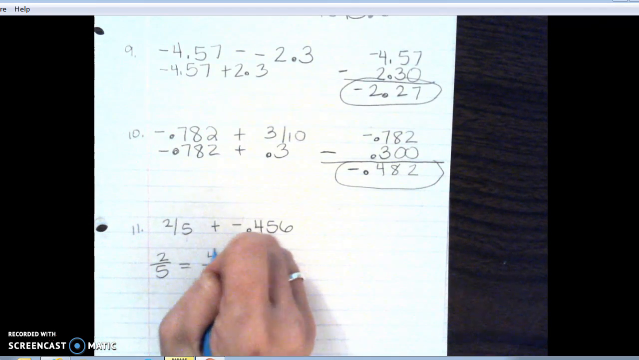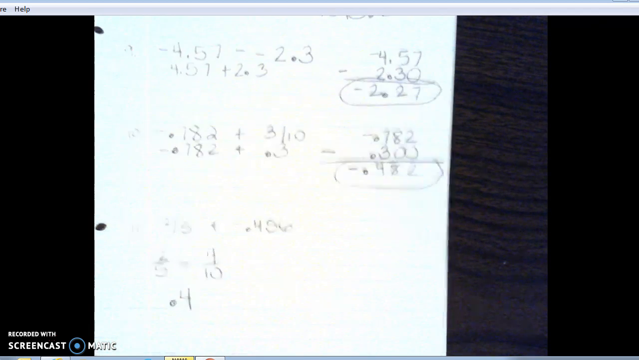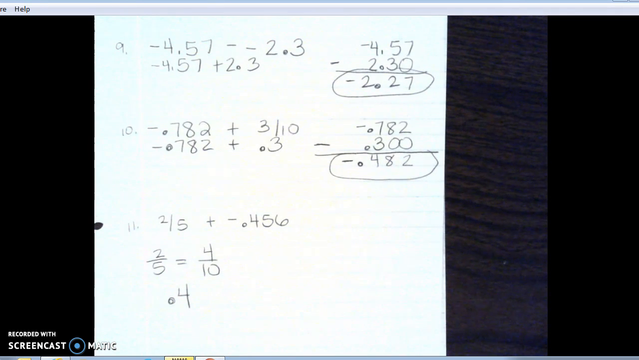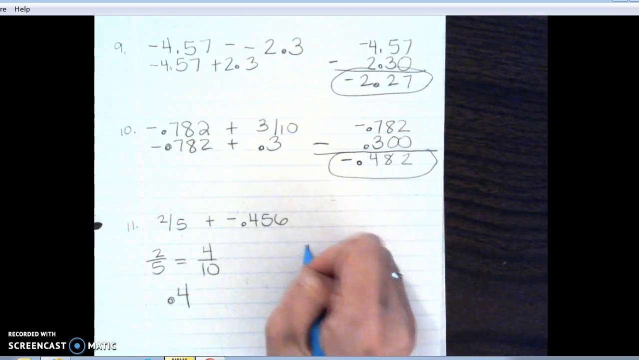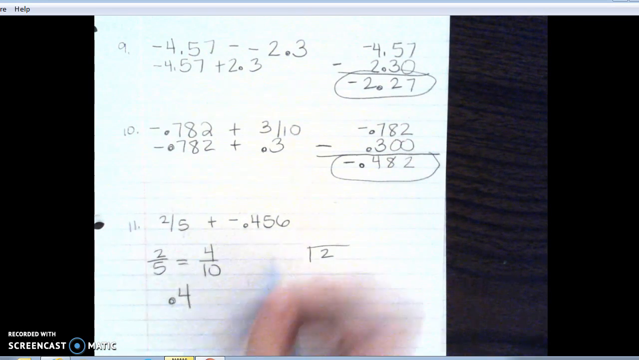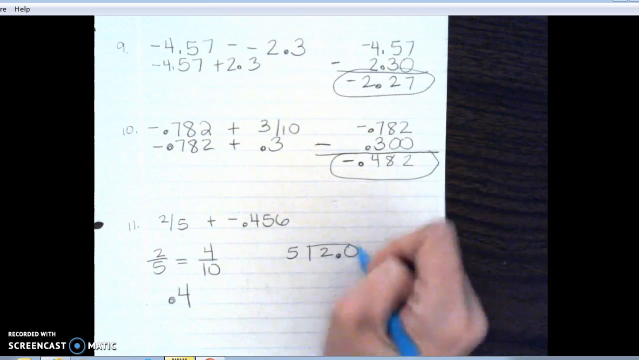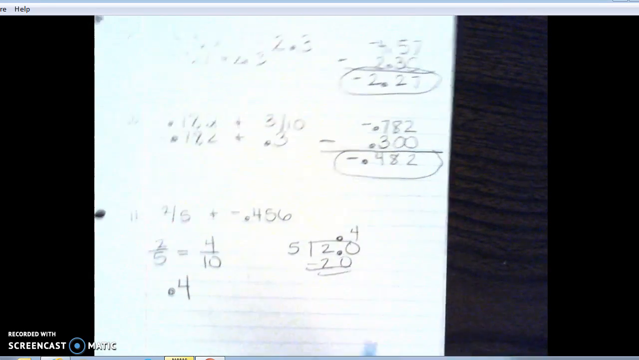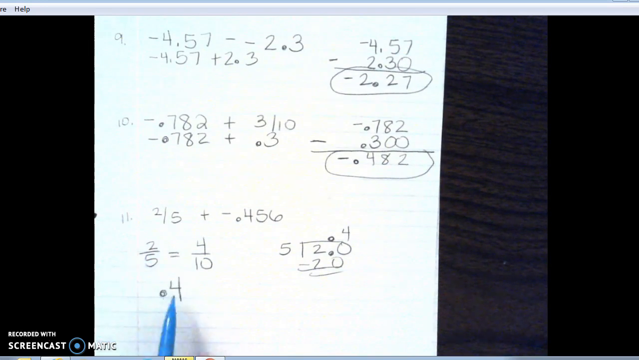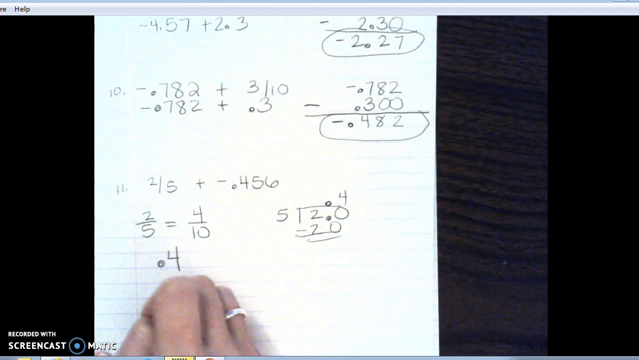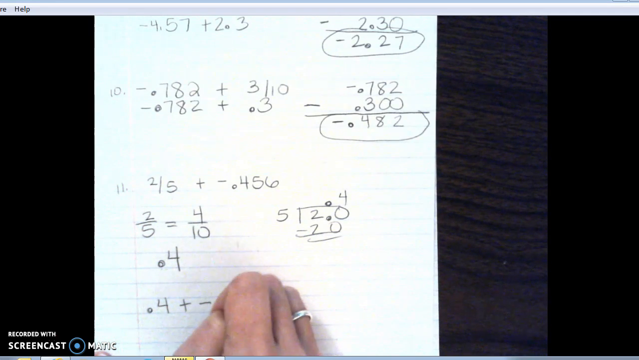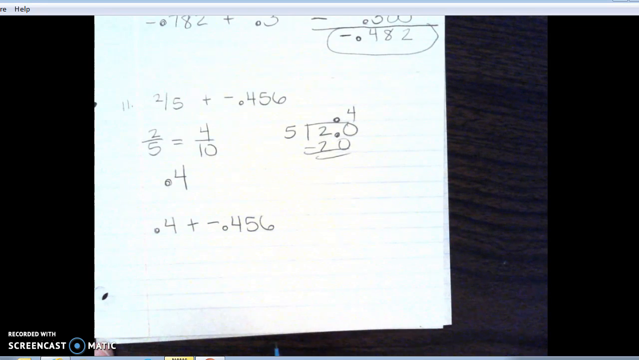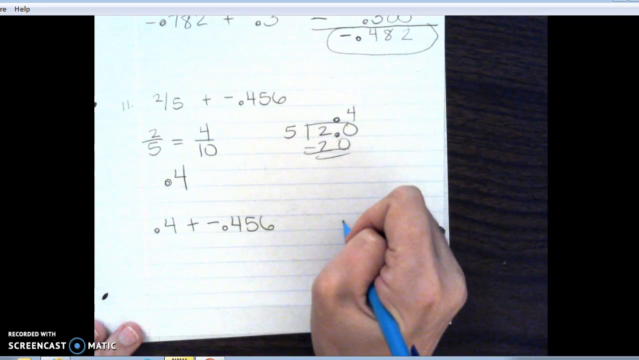That would be 4/10, which gives me 0.4. Or I could have changed this fraction to decimals by doing long division with the 2 on the inside, 5 on the outside. 5 goes into 24 times. So either way, you should get 0.4. So now I'm going to take that 0.4 and rewrite the problem all as decimals. From there, it tells me to subtract because I have a positive and a negative, which is subtraction.